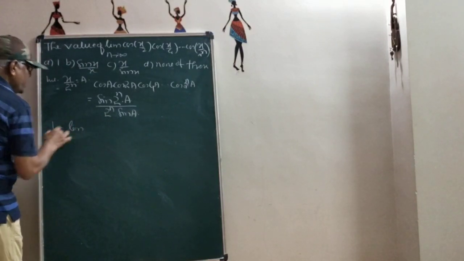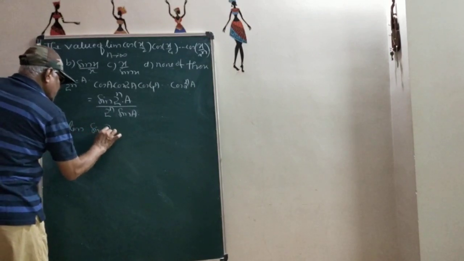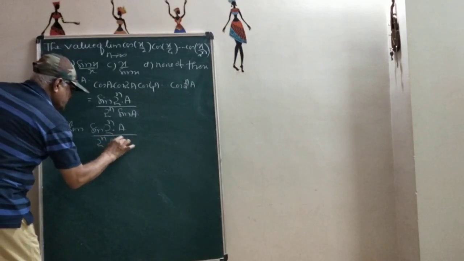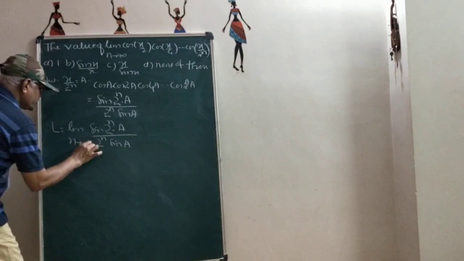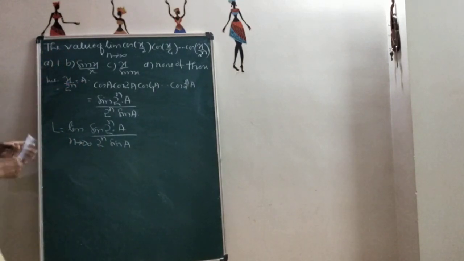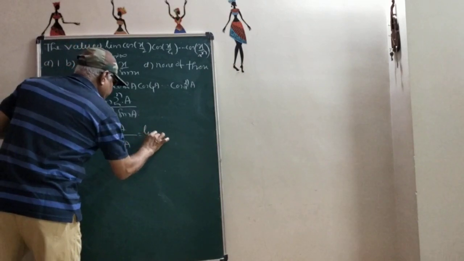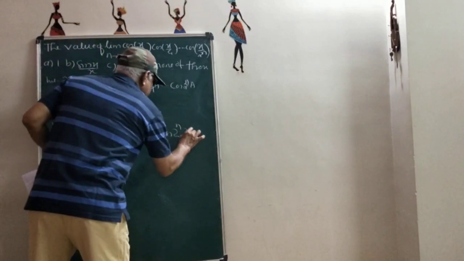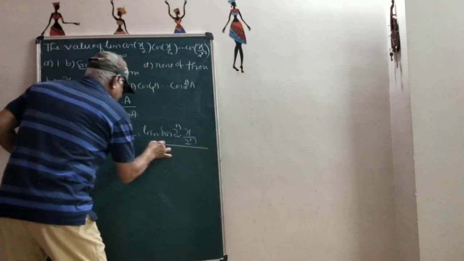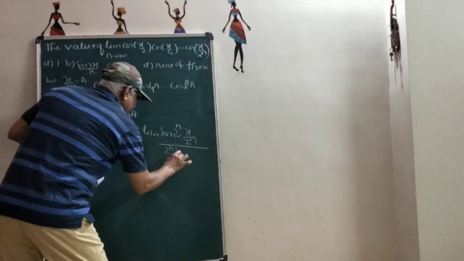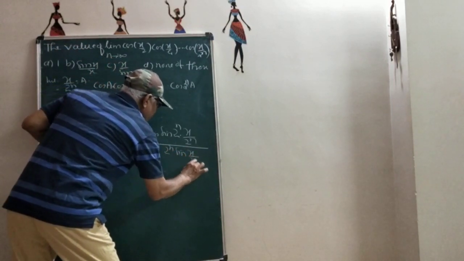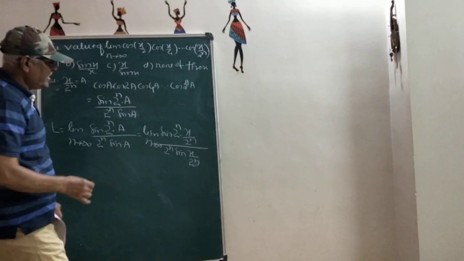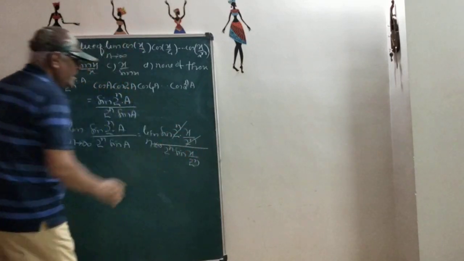L is equal to limit of sine of 2 raised to n into a divided by 2 raised to n into sine a as n tends to infinity. Now let me replace the value of a here. That's equal to limit of sine 2 raised to n into a, what is the a value, x divided by 2 raised to n, divided by 2 raised to n into sine a. Sine a is what here? Sine of x divided by 2 raised to n as n tends to infinity. Now this 2 raised to n and 2 raised to n get cancelled.